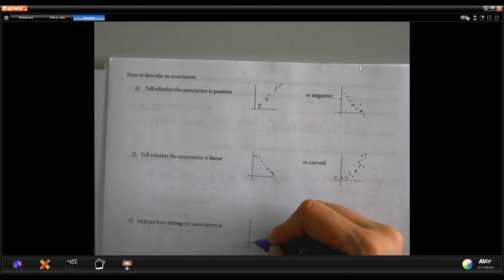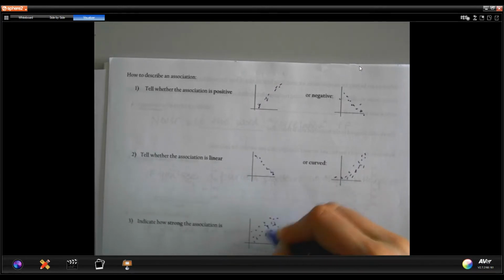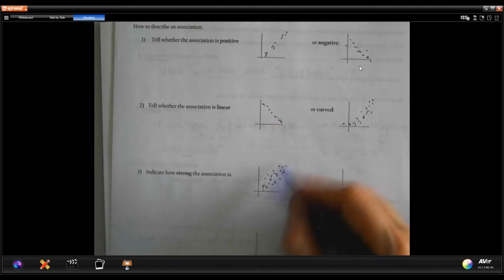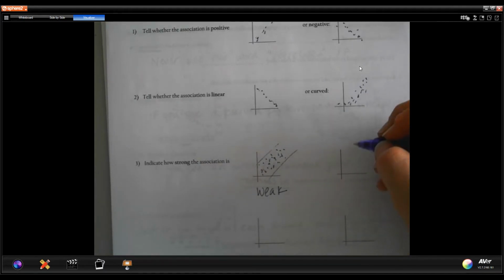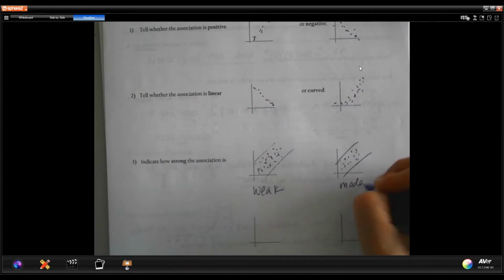And a weak association. If I have a scatter plot that looks like this, going uphill, you can see that if I drew two lines on the outside, it's just a wide bar there. So I'm going to call this one weak. And if it is a little bit less than that, but still going uphill, those look pretty much the same to me, but I might say moderately weak.